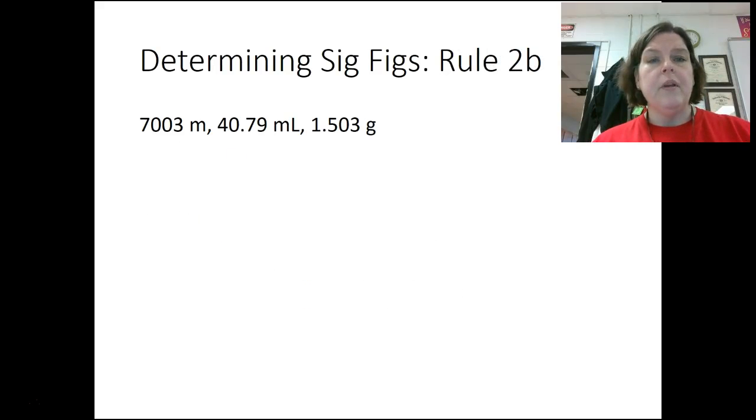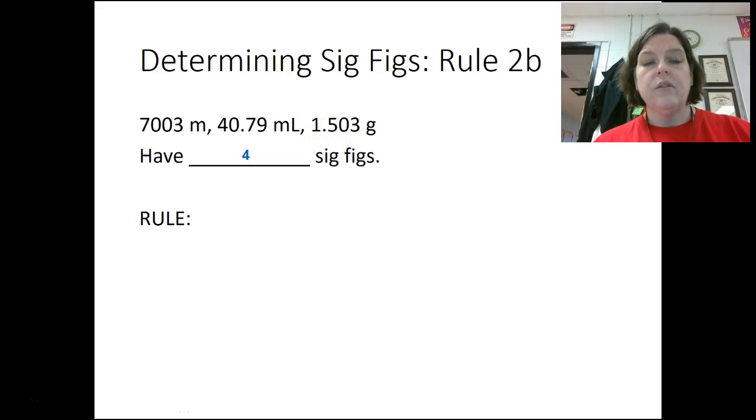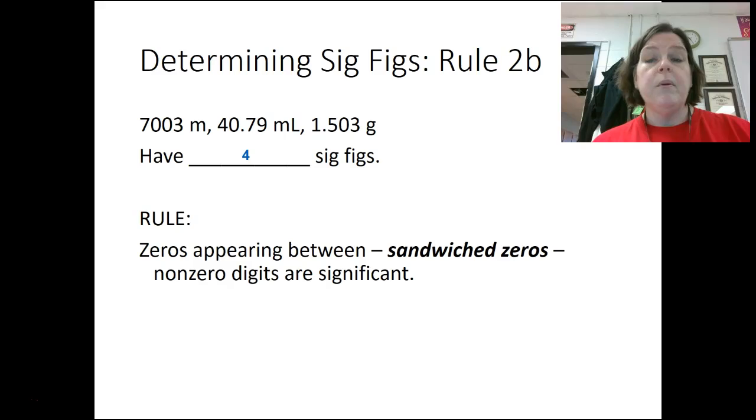Rule 2B. Rule 2B says anything that's captured is significant. So we've got a 7 bookending these 2 zeros, they're captured. We've got a 0 being bookended by the 4 and the 7, it's being captured. We've got a 0 being bookended by a 5 and a 3, it's being captured. So every single one of these has 4 significant figures. So what's the rule? Zeros appearing between, or sandwiched zeros, between non-zero digits are significant. So we're talking about sandwiched zeros or captured zeros.